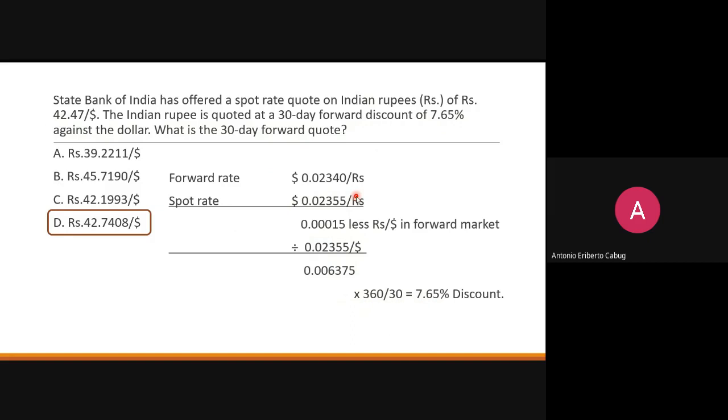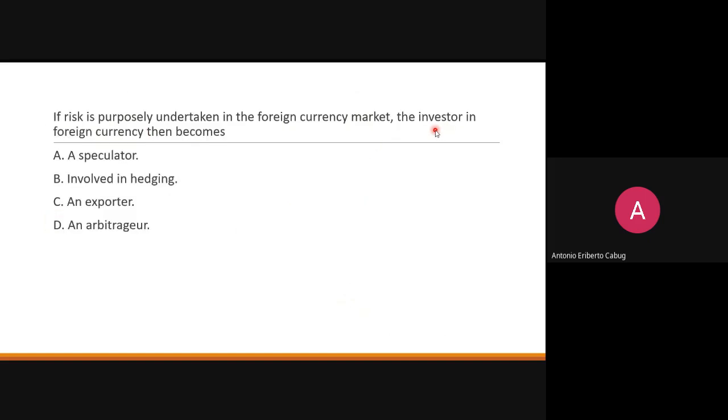42.7408. Again, know who the star is. Are we talking about the value of the dollar or the value of the rupee? It appears here that we're talking about the value of the rupee. The Indian rupee is quoted at a 30-day forward discount. It's the Indian rupee's value which is at a discount, not the value of the US dollar. I hope that's clear to you.